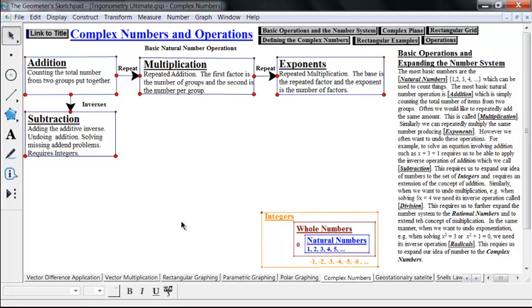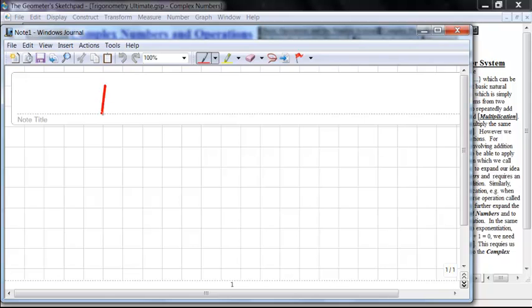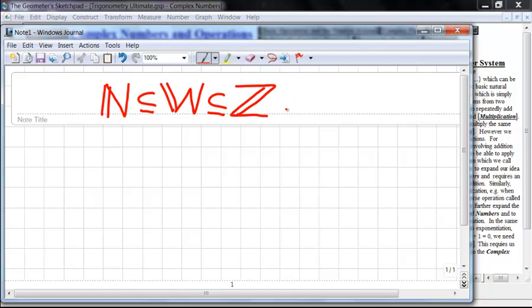Sometimes we'll use a symbol Z for the integers, and so we'll see. We'll use a symbol like this for the natural numbers, which are a subset of the whole numbers, which are a subset of the integers. The integers are going to be a subset of the rational numbers, which we use a Q for, and those are a subset of the real numbers, which are going to be a subset of the complex numbers.